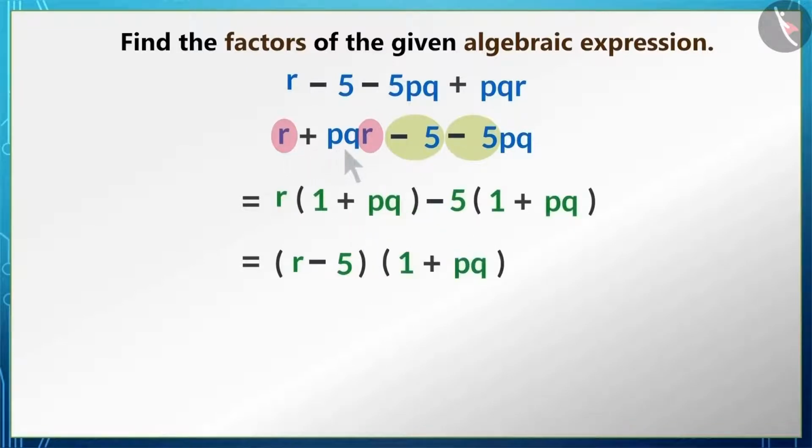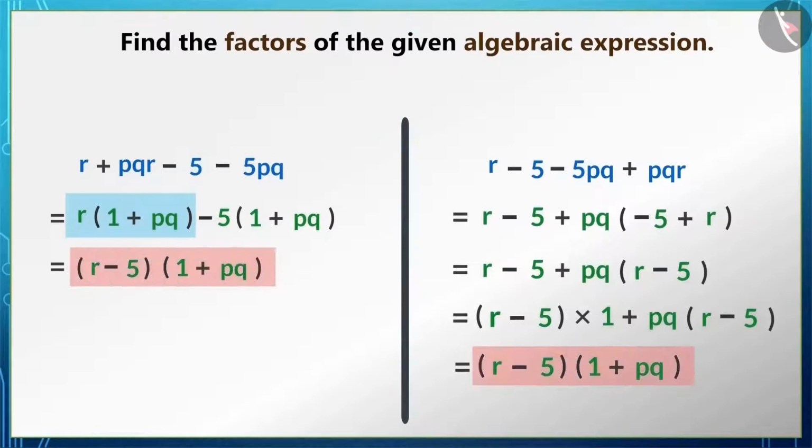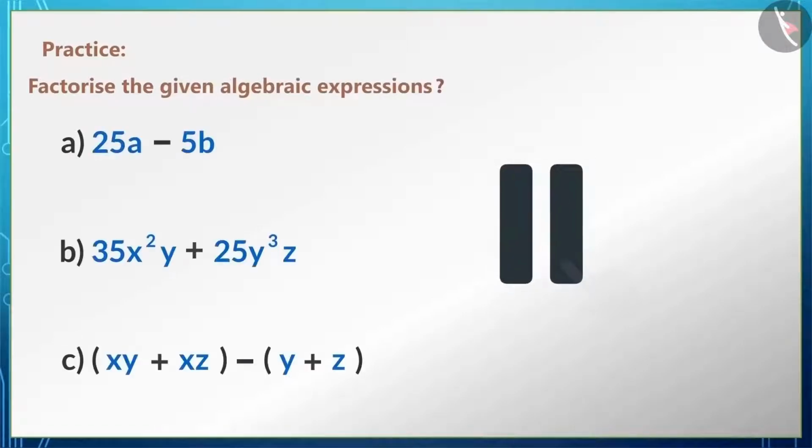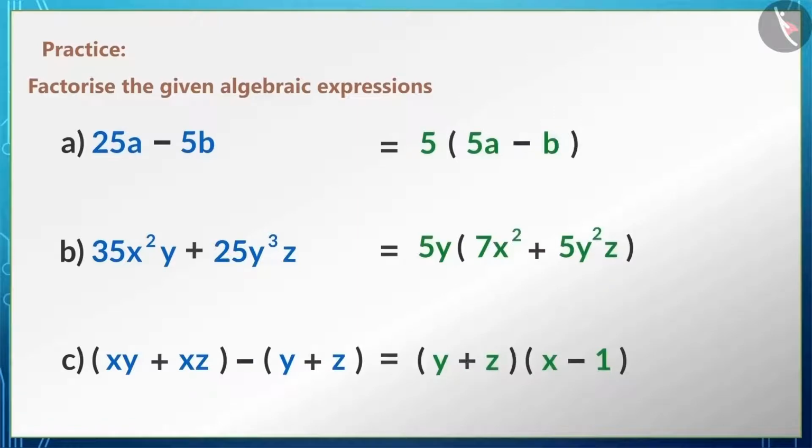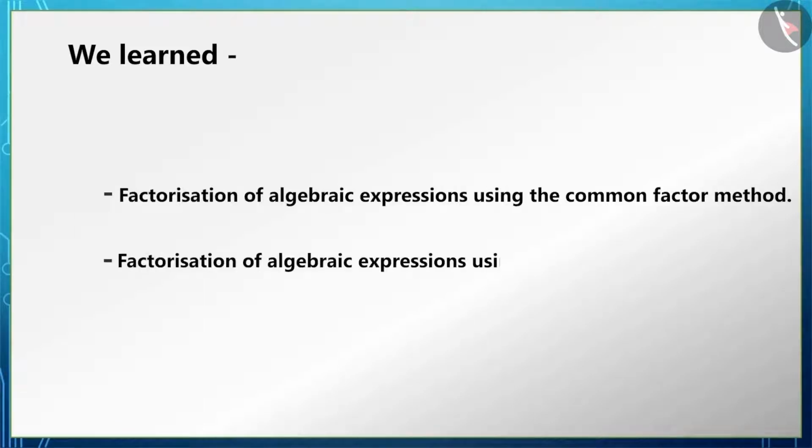Here we wrote r plus pqr as r multiplied by 1 plus pq, because we can also write r as 1 multiplied by r. If we multiply both of these, then we get r plus pqr. Similarly, we can also write minus 5pq as minus 5 multiplied by 1 plus pq. We can see that here we are getting the same factors. Now practice these questions. You can pause the video here to think. So in this video, we learned factorization of algebraic expressions using the common factor method and regrouping method. Thank you.